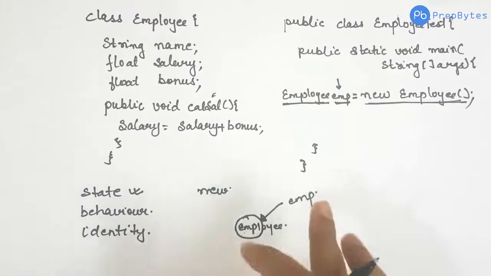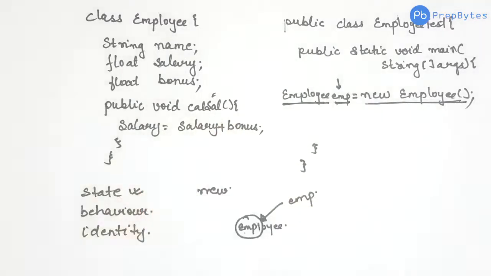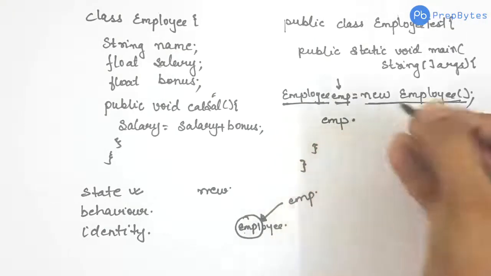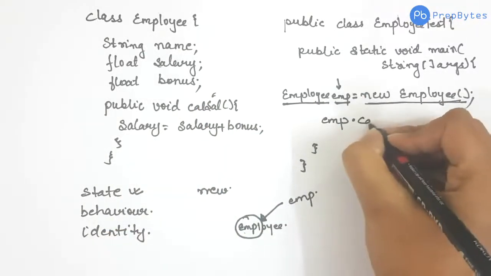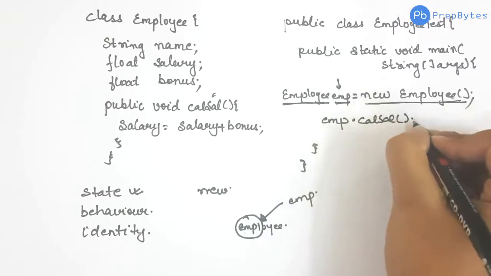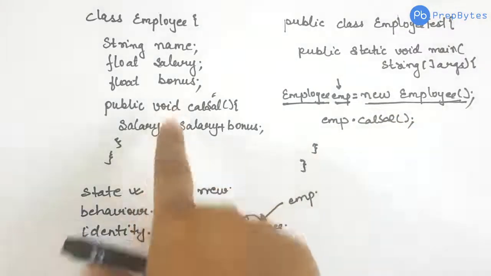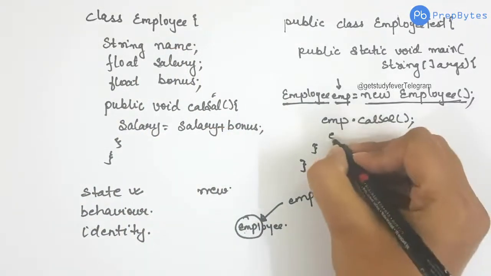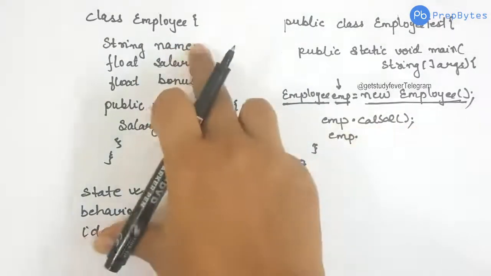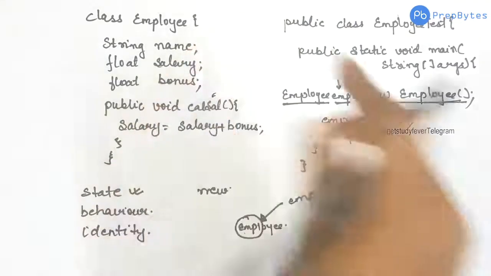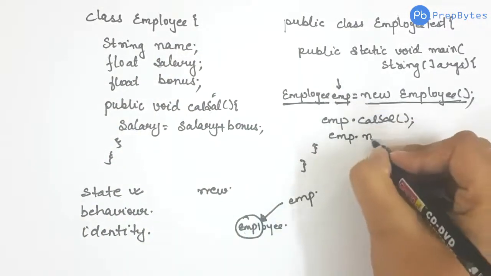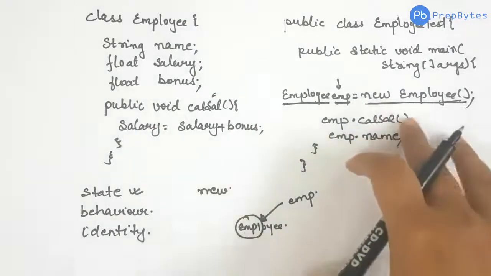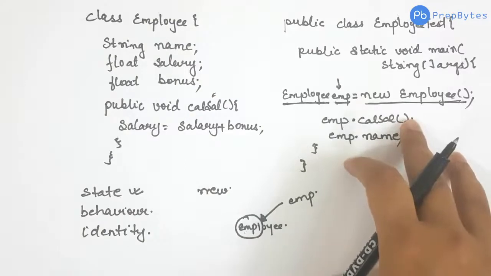Now let's say I have to access a particular method. How do I do that? I will take the object variable, dot, and call the method calSalary. This is how we access the method. In case I have to access the variables, we go through the same path. We use the object variable. These are the instance variables. I take its name, emp.name. So this is how an object is created and used.